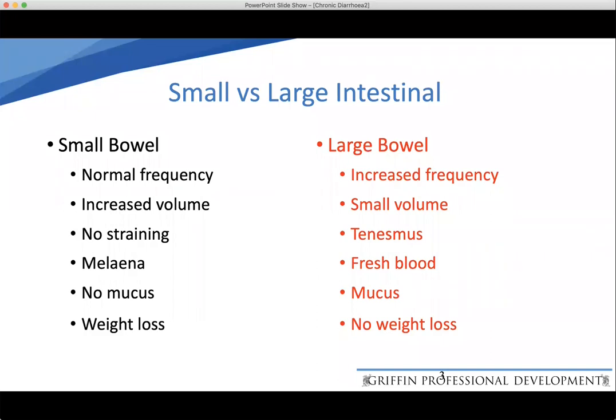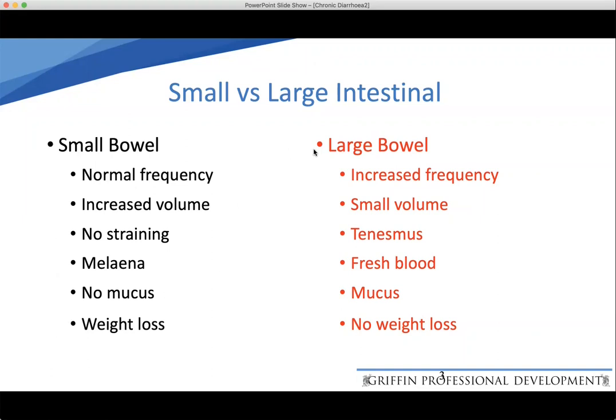So if we talk about small intestinal diarrhea, first of all, the symptoms associated with that are on the left-hand side of your screen. Typically we have normal frequency of passing feces, but the volume produced on each occasion is increased. There's no history of straining, no history of fresh blood or melena, no mucus, and often the animal does present with signs of weight loss.